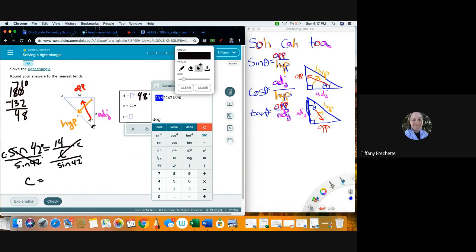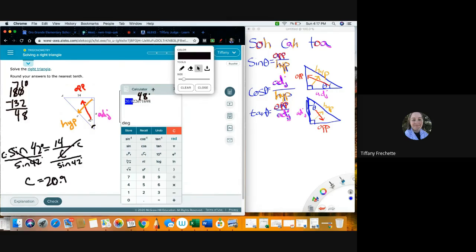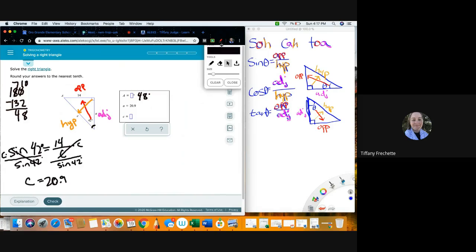20.9. Okay. So let's go ahead and go back to our drawing board here. So I'm going to put 20.9 in here. And I'm going to close the calculator for a moment. Okay. So now we're going to write another trigonometric function. Remember, we had kind of already said we're going to use both of these.